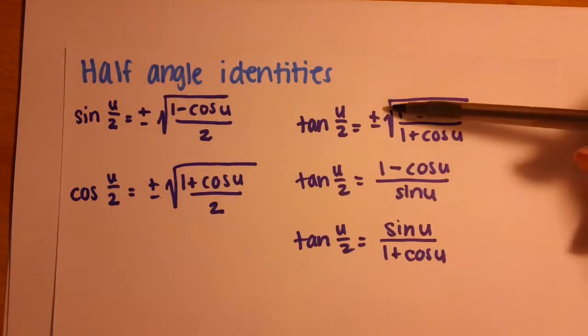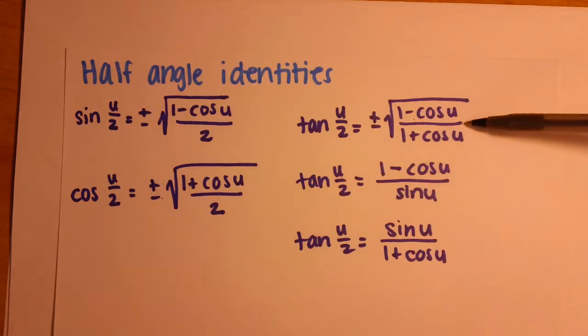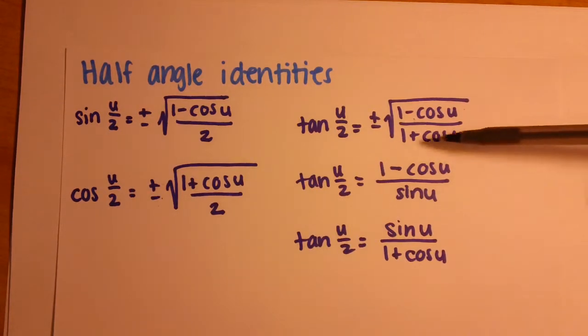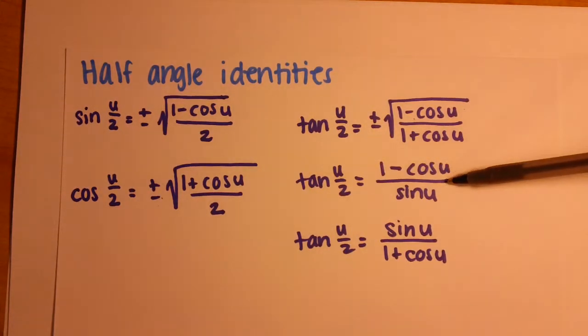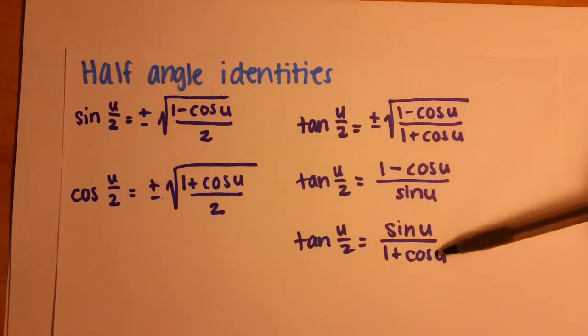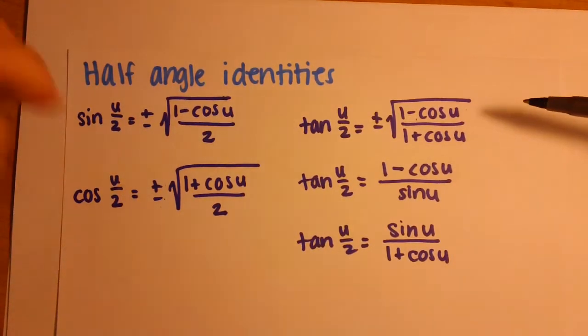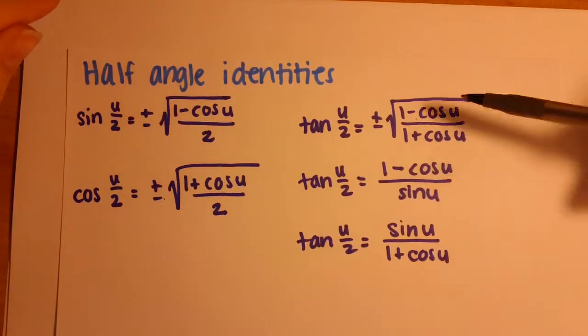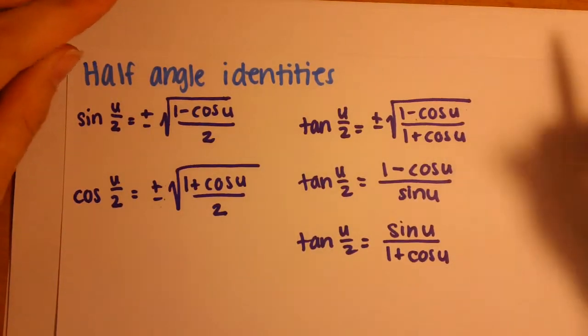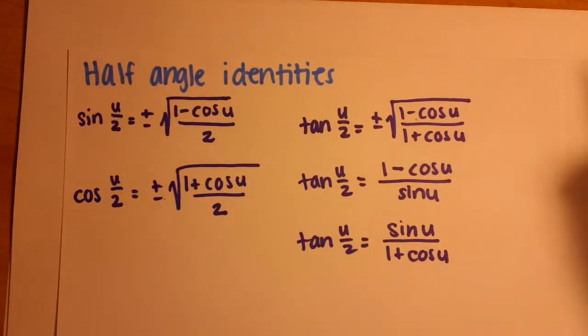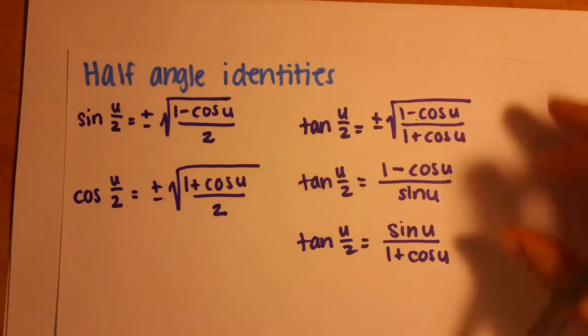You can use plus or minus the square root of (1 minus cosine u) over (1 plus cosine u). You can use (1 minus cosine u) over sine u. And you can use sine u over (1 plus cosine u). Different problems might lend you to use different forms of this. So we want to use these just like we use our double angle identities. We want to use them to solve for some angles when the sum doesn't work so well.